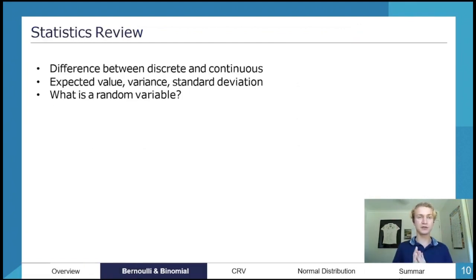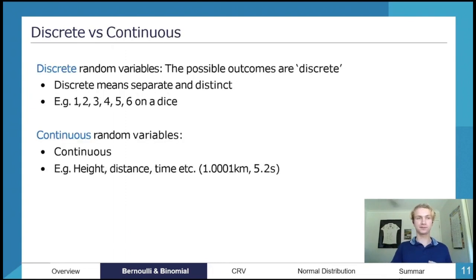So, statistics review. I'm just going to recap really briefly: the difference between discrete and continuous, expected value, variance, standard deviation, etc. What is a random variable?